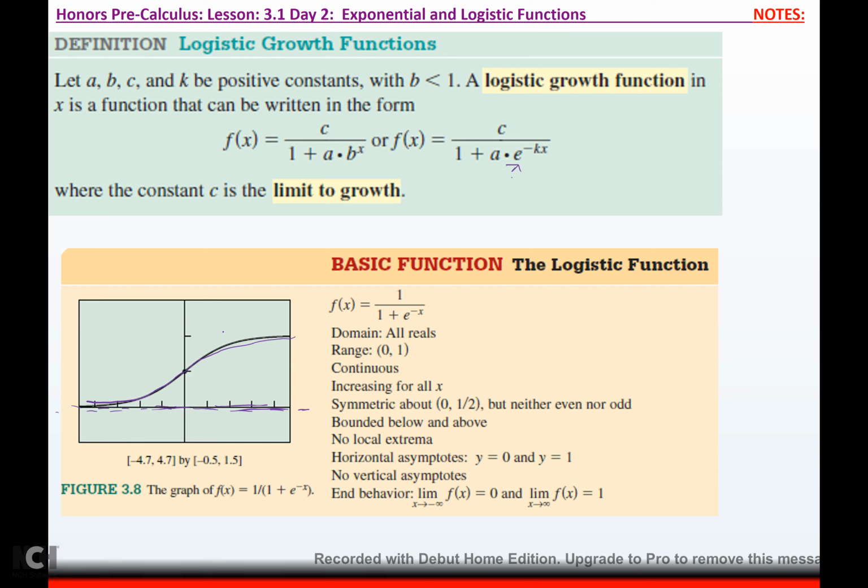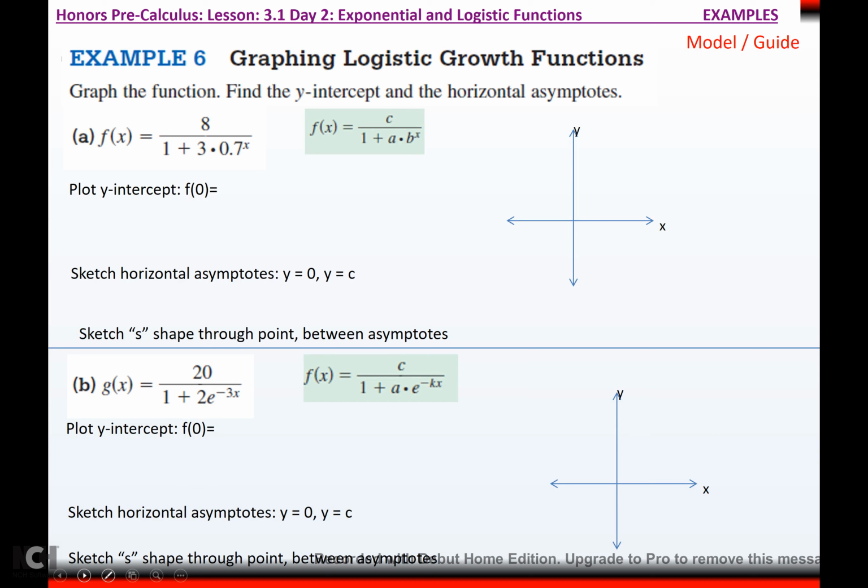And then the other one is wherever the top goes, and you can tell where the top goes. Well, I'll show you that in a second. But at any rate, you've got these two horizontal asymptotes, and the graph makes this S shape between those two horizontal asymptotes.